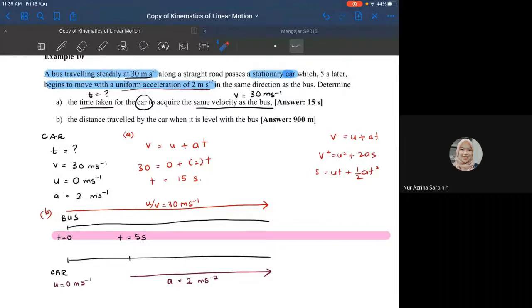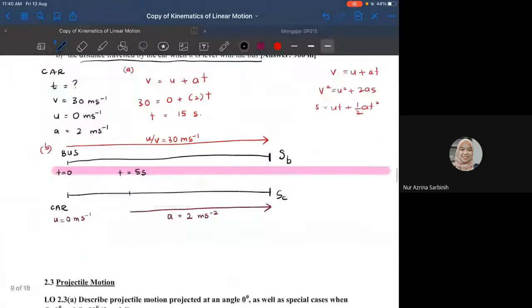Dengar balik ayat ni. Berapakah distance dia bila dia sama dengan bus. So maksudnya ayat lain, keyword daripada soalan ni dia cakap distance of the car sama dengan distance of the bus. Okay, so eventually this is our bus kan, this is our car. So eventually diorang mesti sama kat sini. Itulah ni distance of the bus, ini distance of the car. Okay, so dia nak distance bila dia sama dengan bus. Distance travel by the car when it's level, maksudnya satu level dengan bus tu. So kita tahulah kat sini our distance travel by the bus sama dengan distance travel by the car.